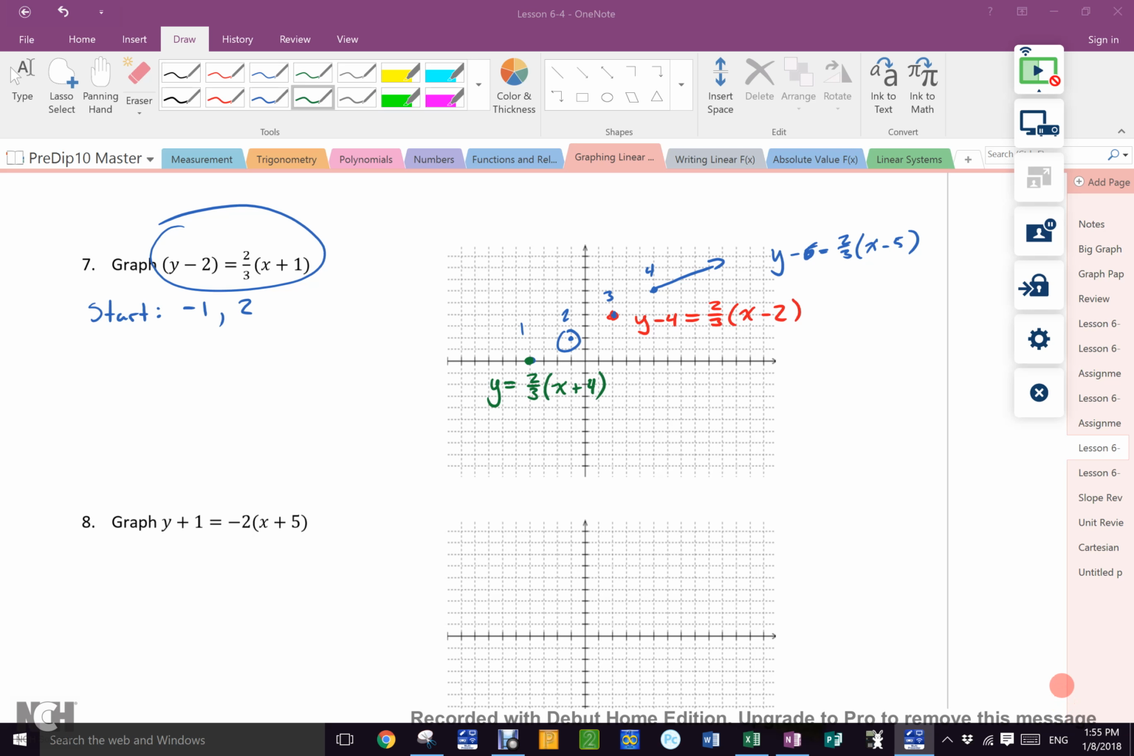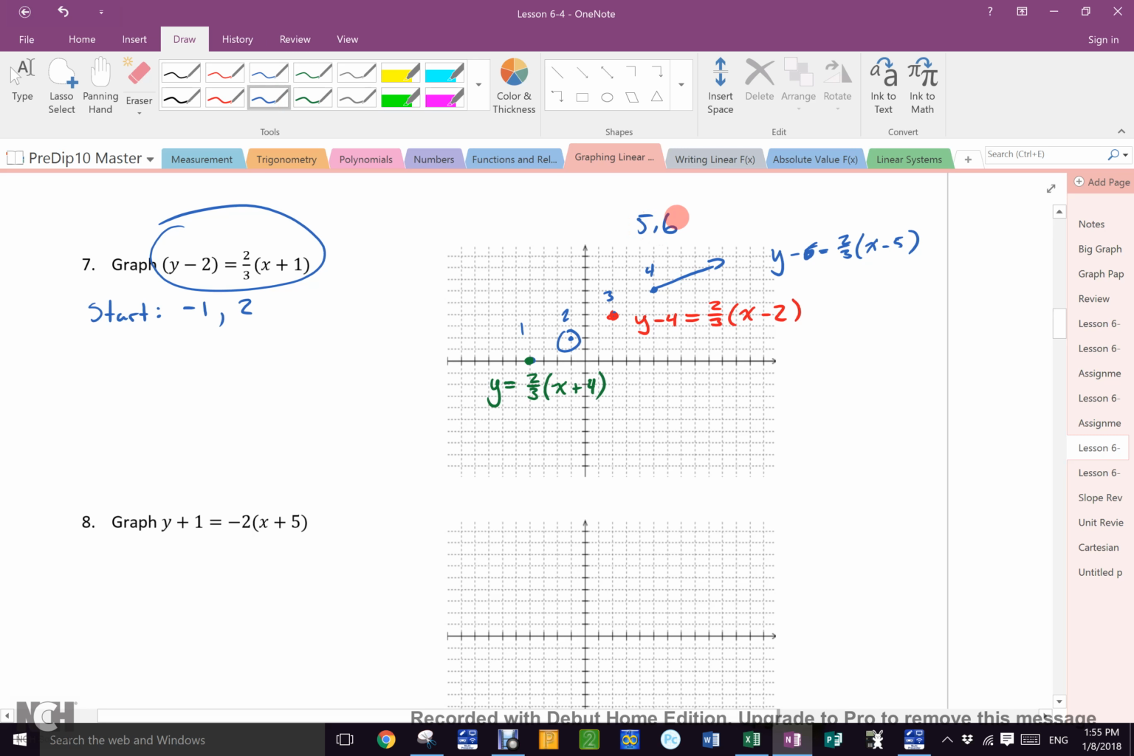So, is everybody cool? All three of these are exactly the same. Everybody understand? Yes. Now, prove it. This point right here is 5, 6, correct? Point 4 is 5, 6. Agreed? Okay. Over here, where would you put the 5?